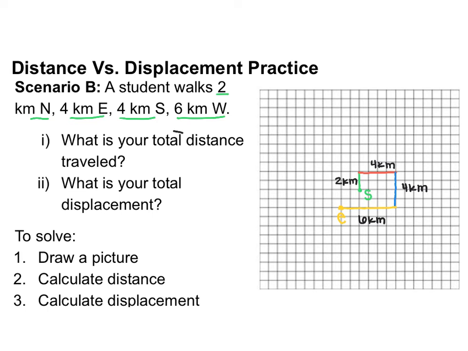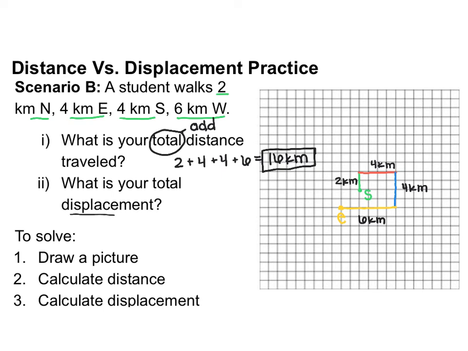Okay, so first is a total distance. So I'm going to add together all the pieces. So I went 2, and then 4, and then another 4, and 6. So 2 plus 4 is 6, plus 4 is 10, plus 6 is 16. And then my unit, kilometers. Feel free to use a calculator, you guys. I don't want your mistake to be in the math, so use your calculator.